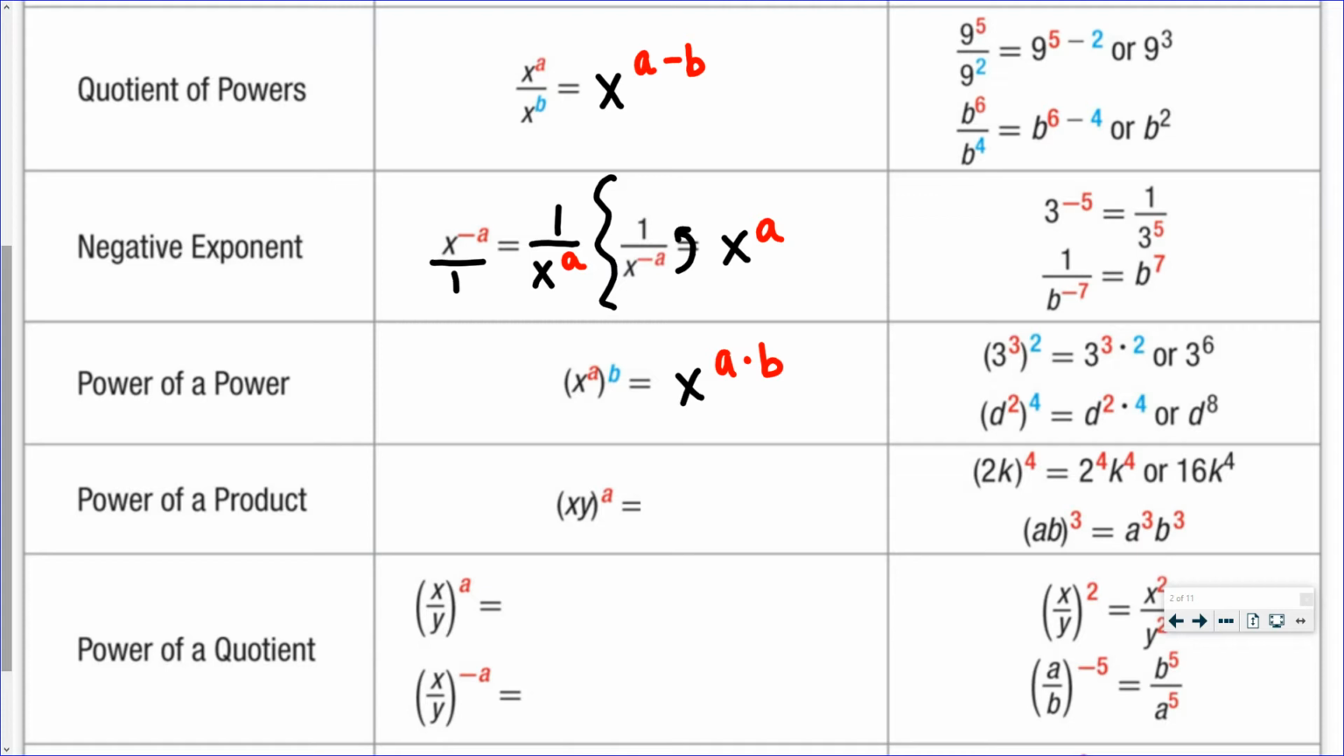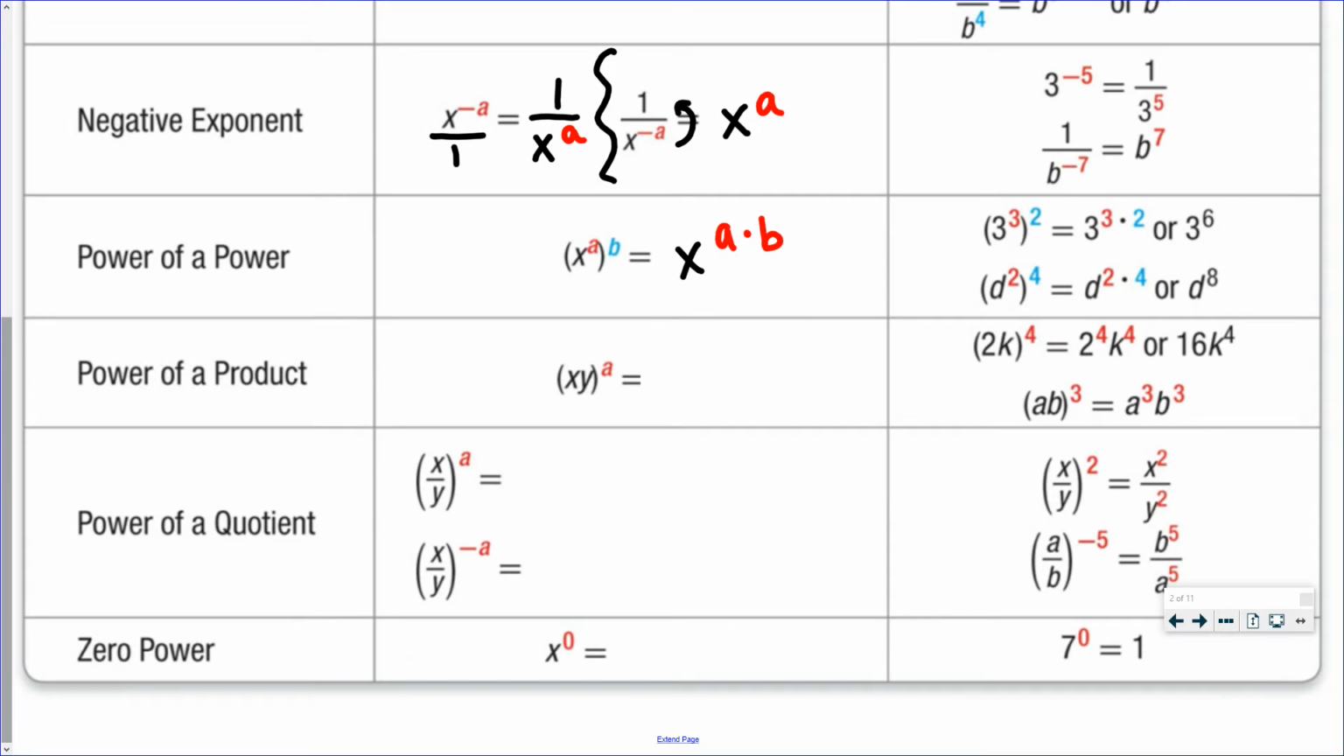Okay. These two kind of go hand in hand. And this is important. If you have a product and quotient that are raised to a power, you can do this step. If you have a sum or a difference, you cannot. Okay, I'll show you some non-examples later on. For now, I just want to stick with examples so I don't confuse you. So what I mean by a product is something like this, like x times y, or 2 times k. What I mean by a quotient is something like this, x divided by y, a divided by b.